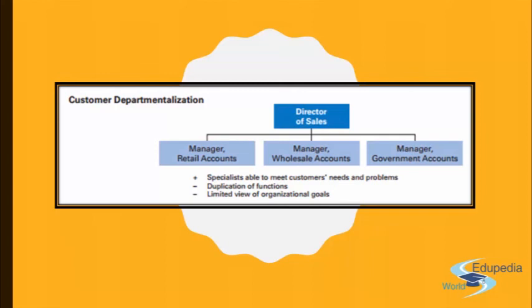Now, large organizations often combine forms of departmentalization. Two popular trends in departmentalization are the use of customer departmentalization and the use of cross-functional teams. Customer-oriented structures enable companies to better understand their customers and to respond faster to their needs.